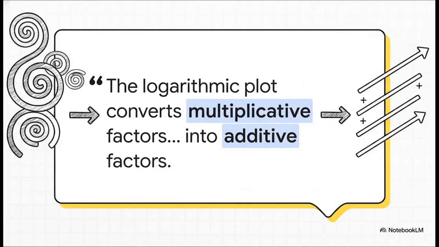There's this fantastic quote from the source material that really hits the nail on the head. The primary advantage of the logarithmic plot is the conversion of multiplicative factors into additive factors. This is the absolute genius of Bode plots. In the frequency domain, a transfer function is made up of many factors multiplied together. But thanks to the magic of logarithms, we don't have to agonize over multiplying complex polynomials. We get to just add simple, straight lines together.